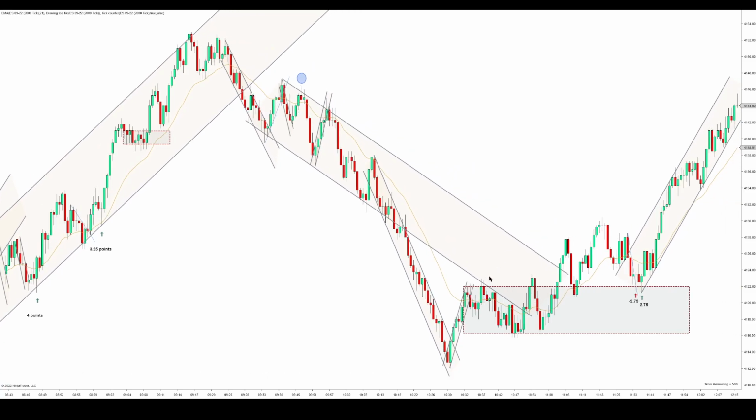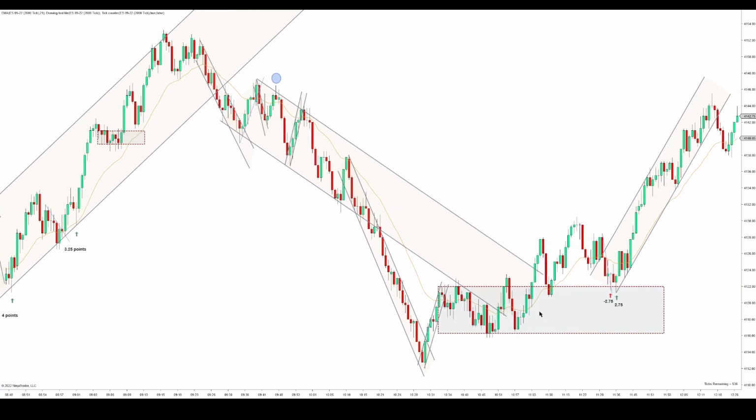Back above the EMA. We start to go into this range right here. We break out, pull back. I don't see a good entry there. That's just one single leg down, and I'm not going to take the breakout pullback alone.